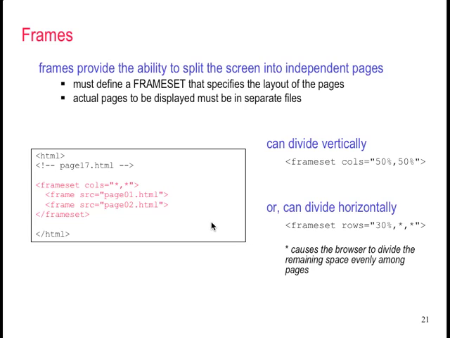Different than a table. Most people would use tables now. So frames provide the ability to split the screen into independent pages. And you must define a frame set that specifies the layout of the page. People used to do this a ton of times for menus.